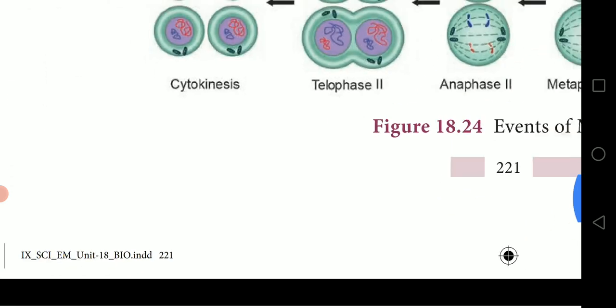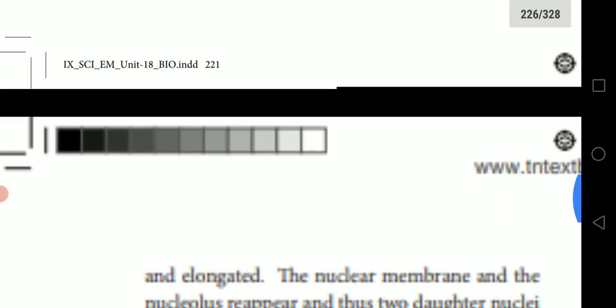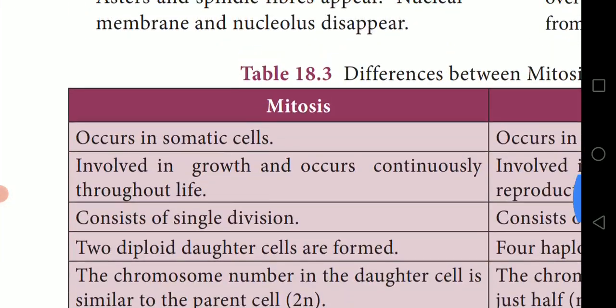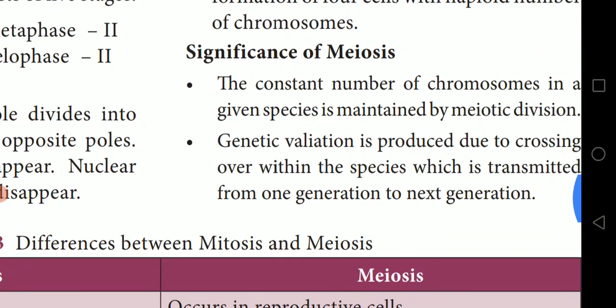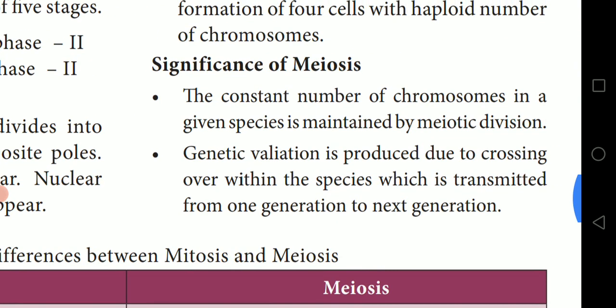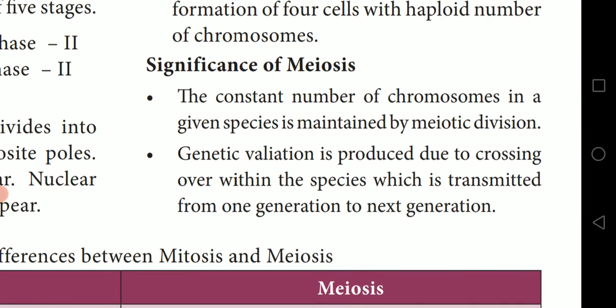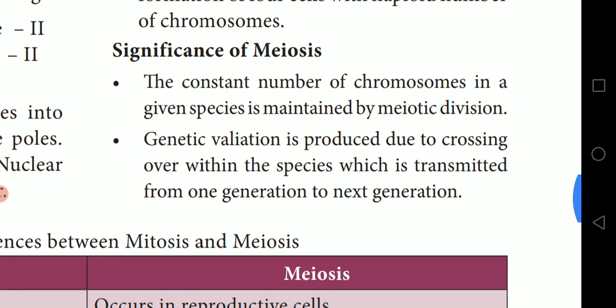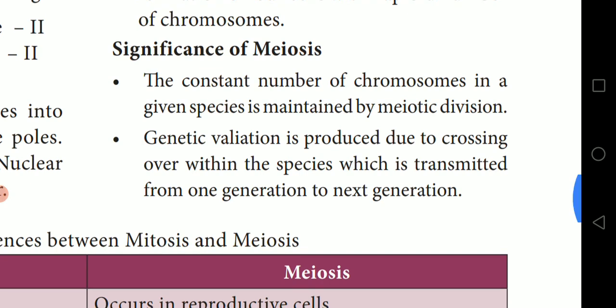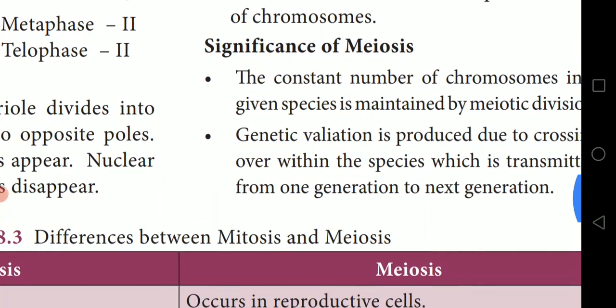The next one is the significance of meiosis. The constant number of chromosomes in a given species is maintained by meiotic divisions. Genetic variation is produced due to crossing over within the species, which is transmitted from one generation to the next generation. This is the significance of meiosis.